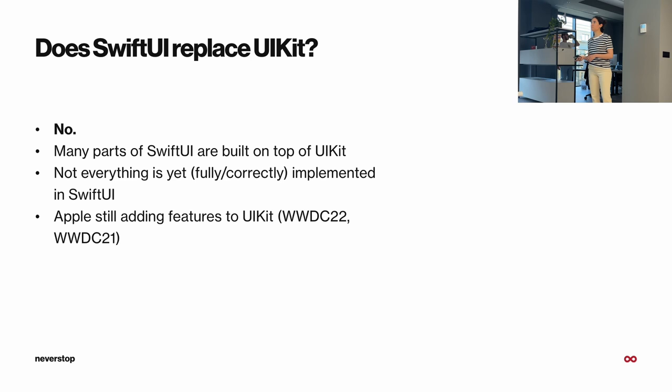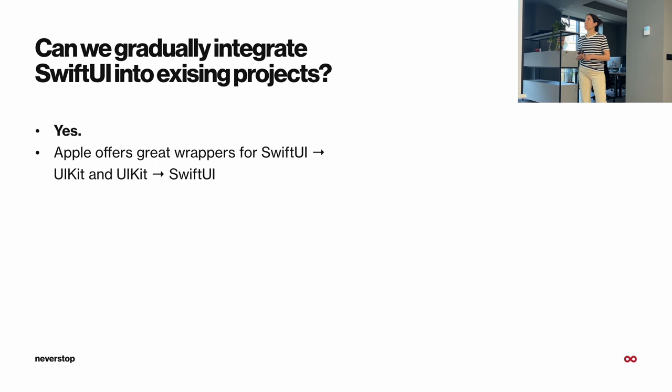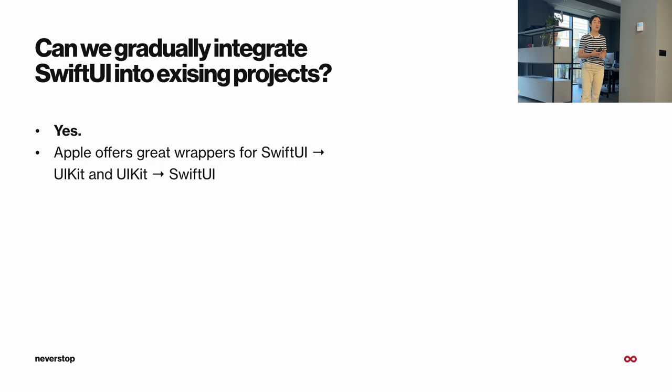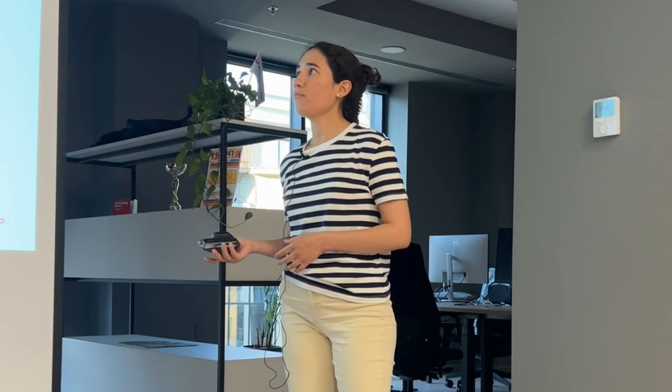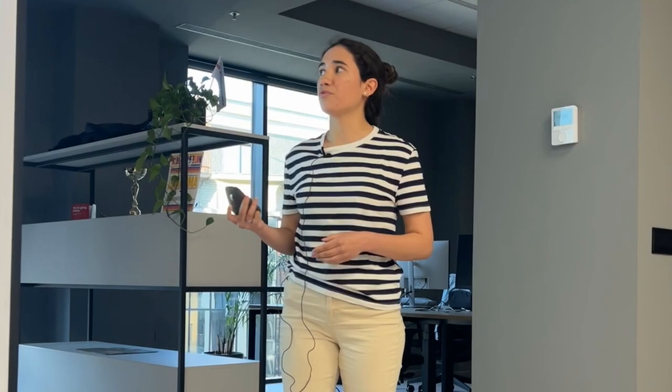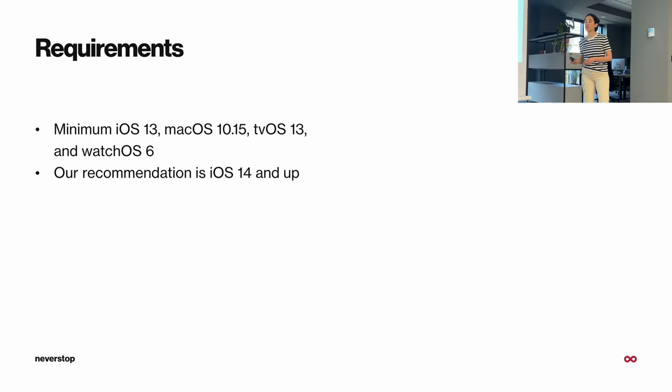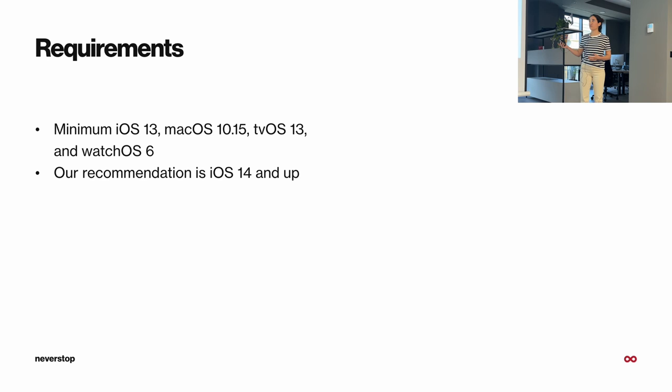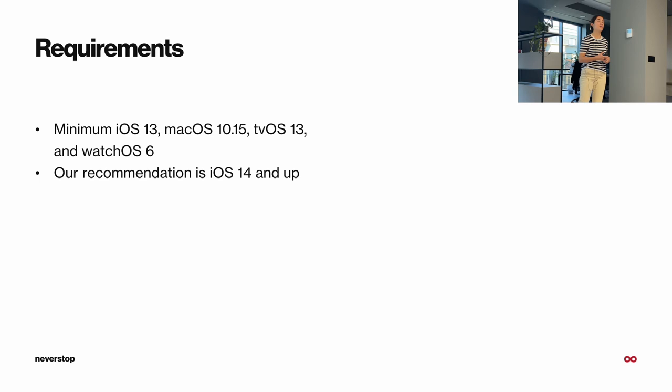This, however, doesn't stop us from gradually integrating SwiftUI into our existing projects that use UIKit. This can be done thanks to Apple's wrappers, which allow us to use SwiftUI inside UIKit code, and of course the other way around. In order to use SwiftUI in your projects, you have to support a minimum of iOS 13. So that's the official requirement. Of course, there are other versions for the other platforms, but since we're talking about mobile, our personal recommendation is to start with at least iOS 14.